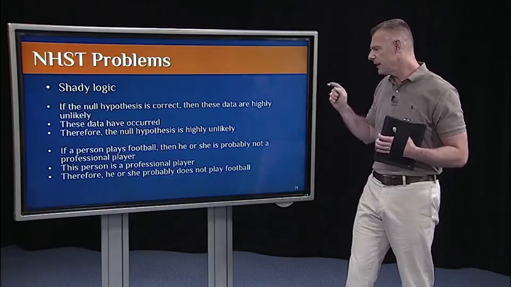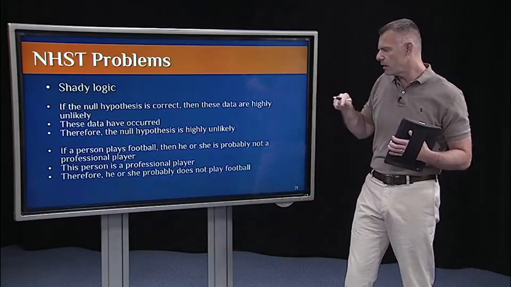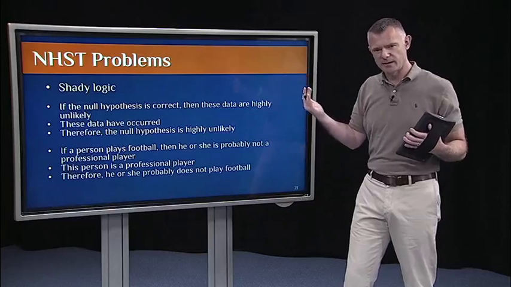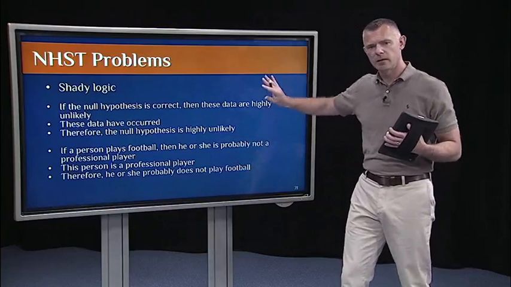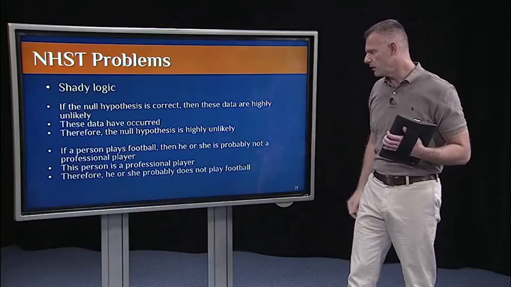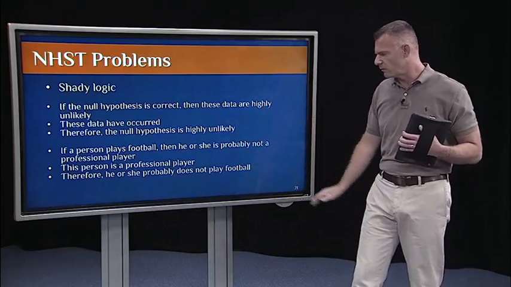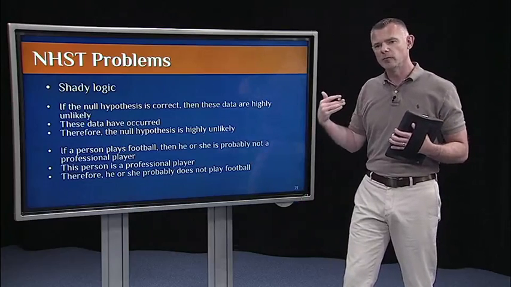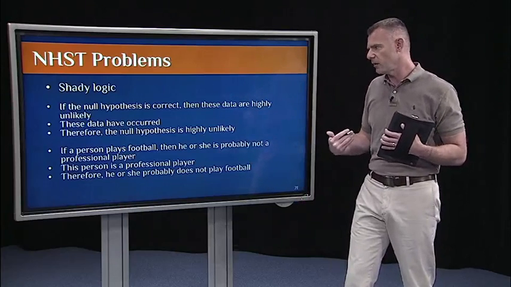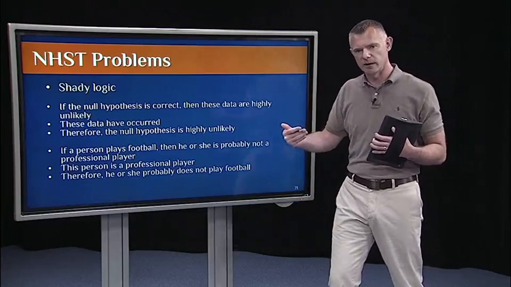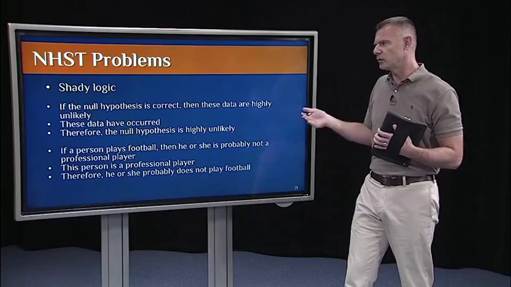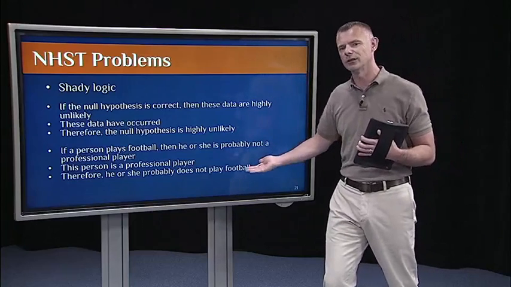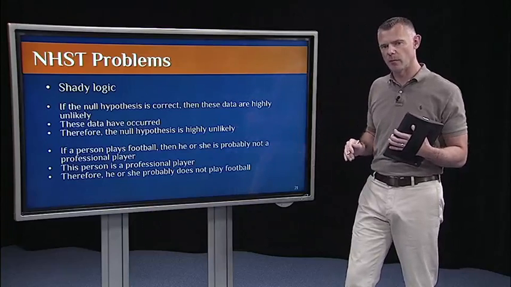But wait, this person is a professional player. Therefore, he or she probably does not play football. What? That doesn't make any sense. But if you compare these two logic outcomes, the first one and the second one, they're exactly the same. The problem, going from the last slide to this slide, is that we made it probabilistic. And once you do that, you engage in what's called shady logic, and you come to some pretty odd conclusions, like this one down at the bottom.